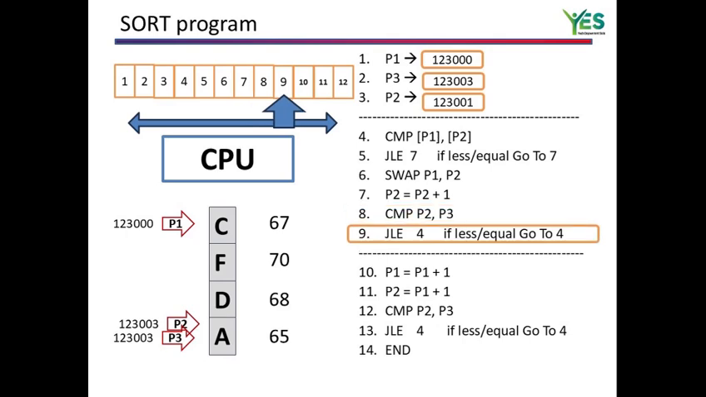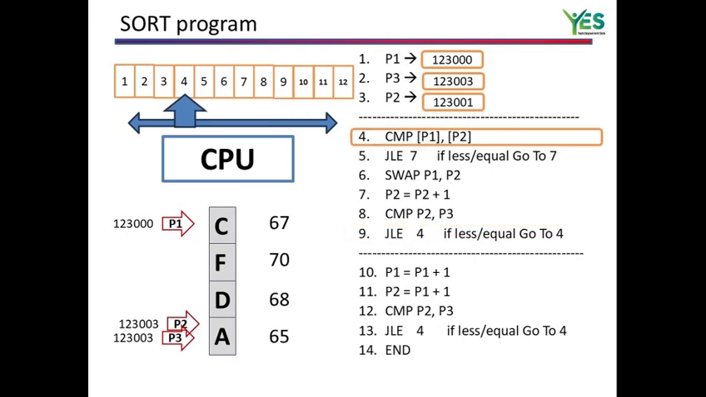Compare the content of P1 with that of P2. P1 contains the character C, and P2 contains A. Jump if C is less than A, that is, if 67 is less than 65. It's false. So we go on to the next instruction.